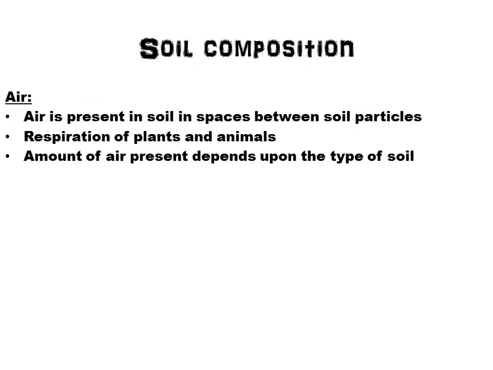Now, the soil composition of air is also an important component. Air is present in soil in spaces between soil particles. It provides respiration for plants and animals, and the amount of air present depends upon the type of soil. So we learned that the different components of soil composition are air, water or moisture, inorganic salts, organic salts, and mineral particles.